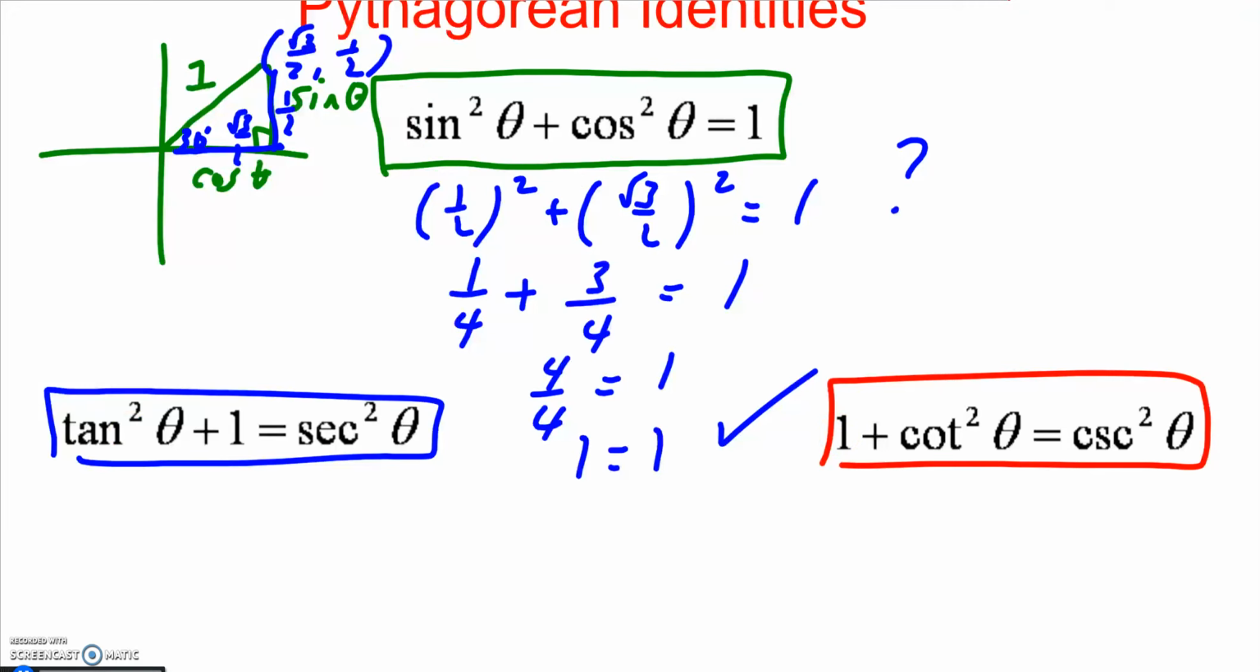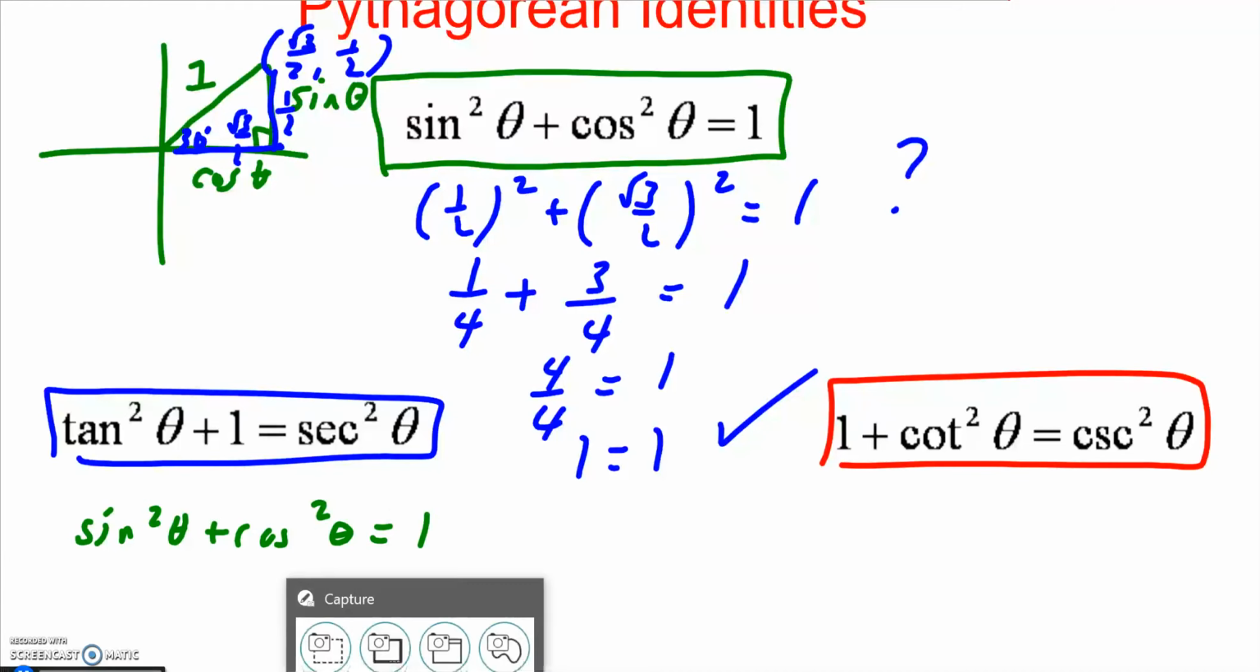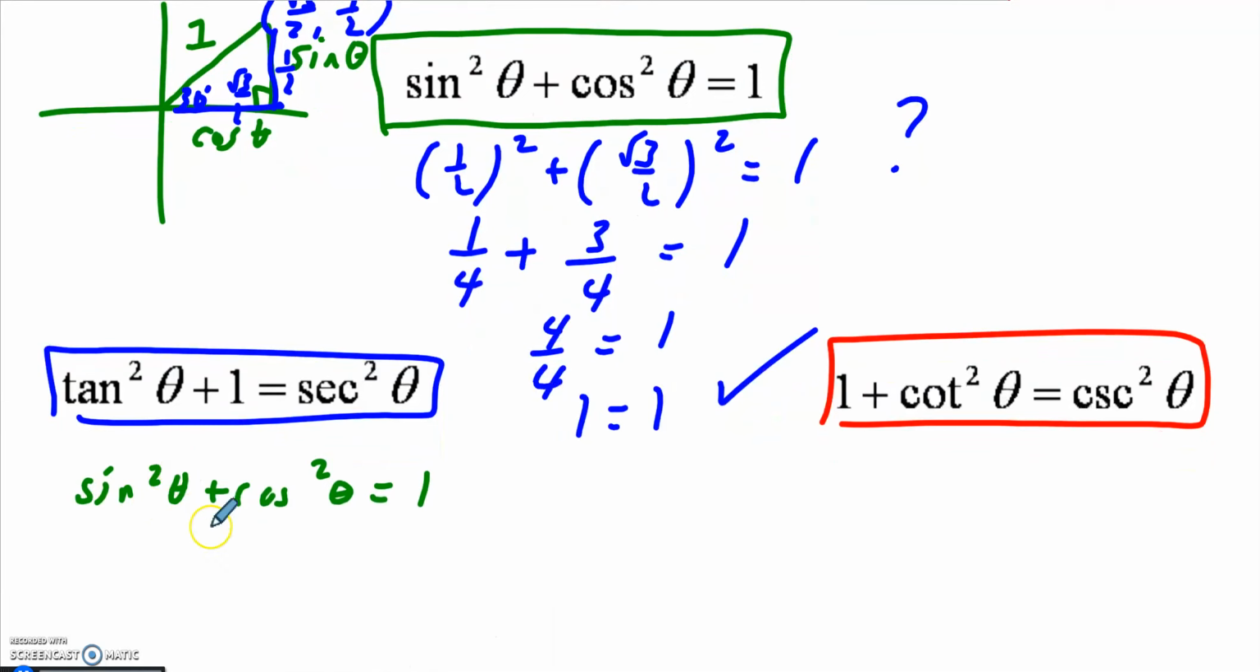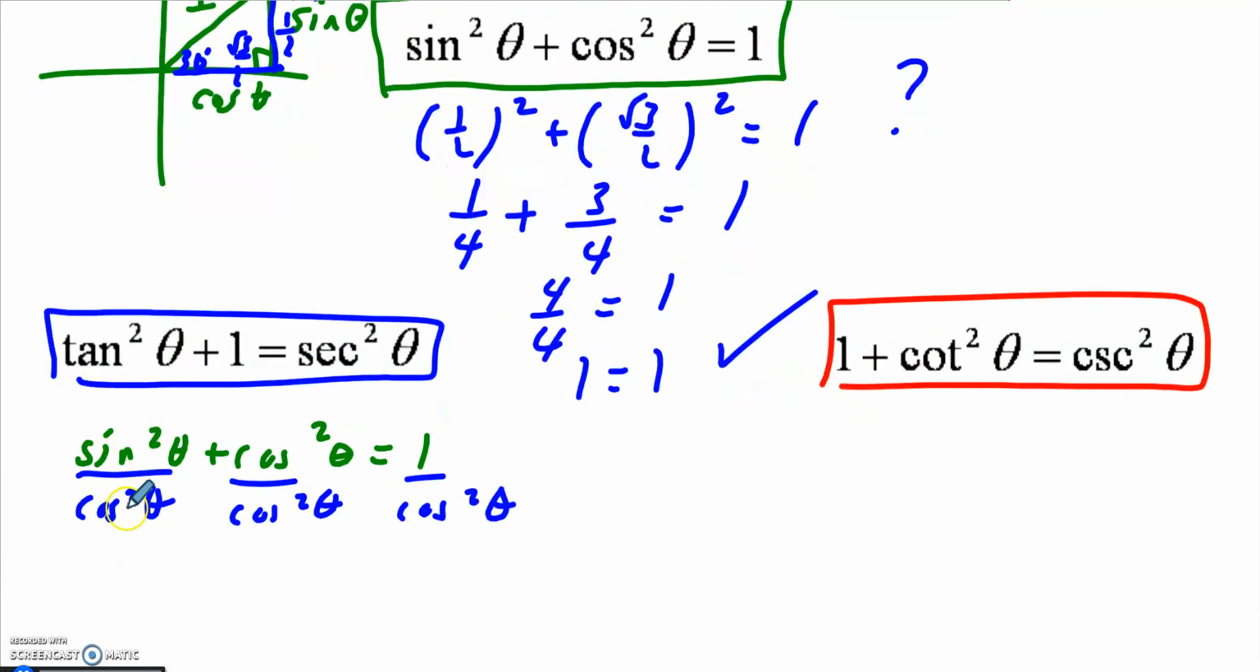So this first one here, what if I decided to manipulate the original equation? I'm going to write sine squared theta plus cosine squared theta equals 1. I'm allowed to do the same thing on both sides of the equation if I wanted to. What if I decided to divide everything I saw by cosine squared theta? If I did that, sine squared divided by cosine squared is the same as sine divided by cosine. Sine divided by cosine is tangent, so this would become tangent squared theta plus cosine squared divided by cosine squared is 1 equals 1 over cosine squared.